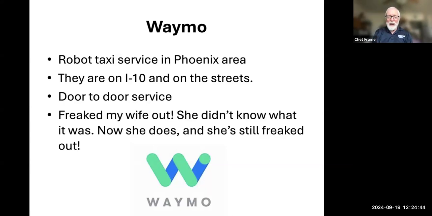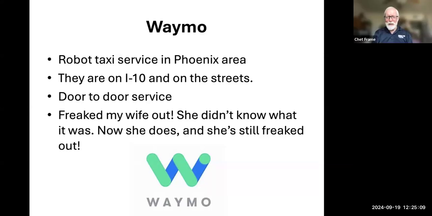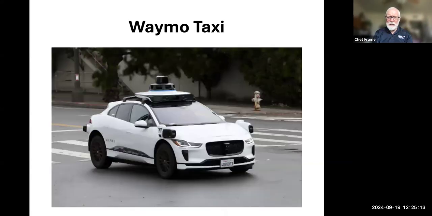And she said, what is that? I said, that's a Waymo. I said, it's a robotic taxi cab. And she was freaked out before. She is really freaked out now. She's like, they're on the road, they're driving like that, and we're driving with them. I mean, what keeps them from killing us? They're better controlled than we are sometimes. But it really is interesting.